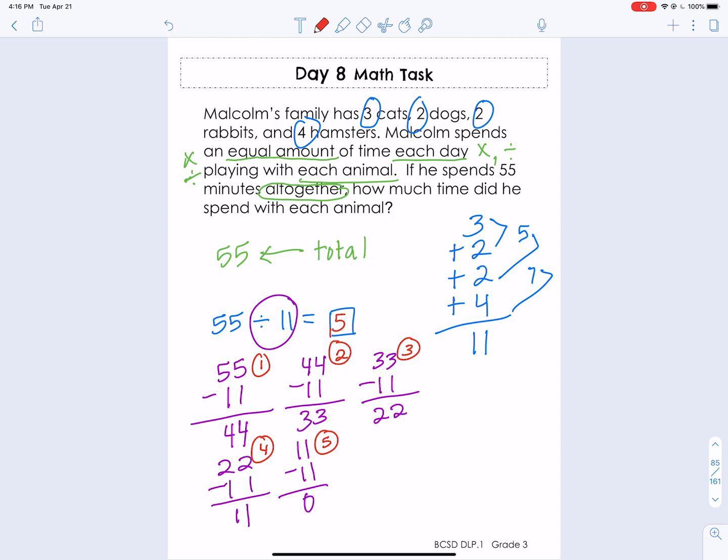So let me read the question again and double check to make sure that it makes sense that I got an answer of 5. If he spends 55 minutes altogether, how much time did he spend with each animal? 55 minutes divided by 11 animals equals 5 minutes with each animal. Yeah, that makes sense to me.